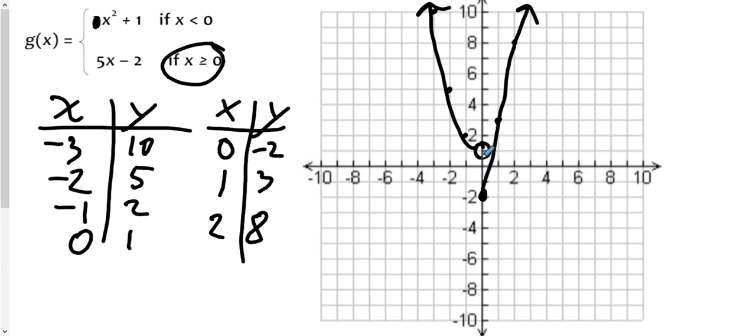And you notice it's not what we call continuous. There's this little gap there because it kind of jumped from one to the other, but that's just the way it is. That happens sometimes. It is still a function. It still passes the vertical line test because at 0, there's only one output. The only output is -2.